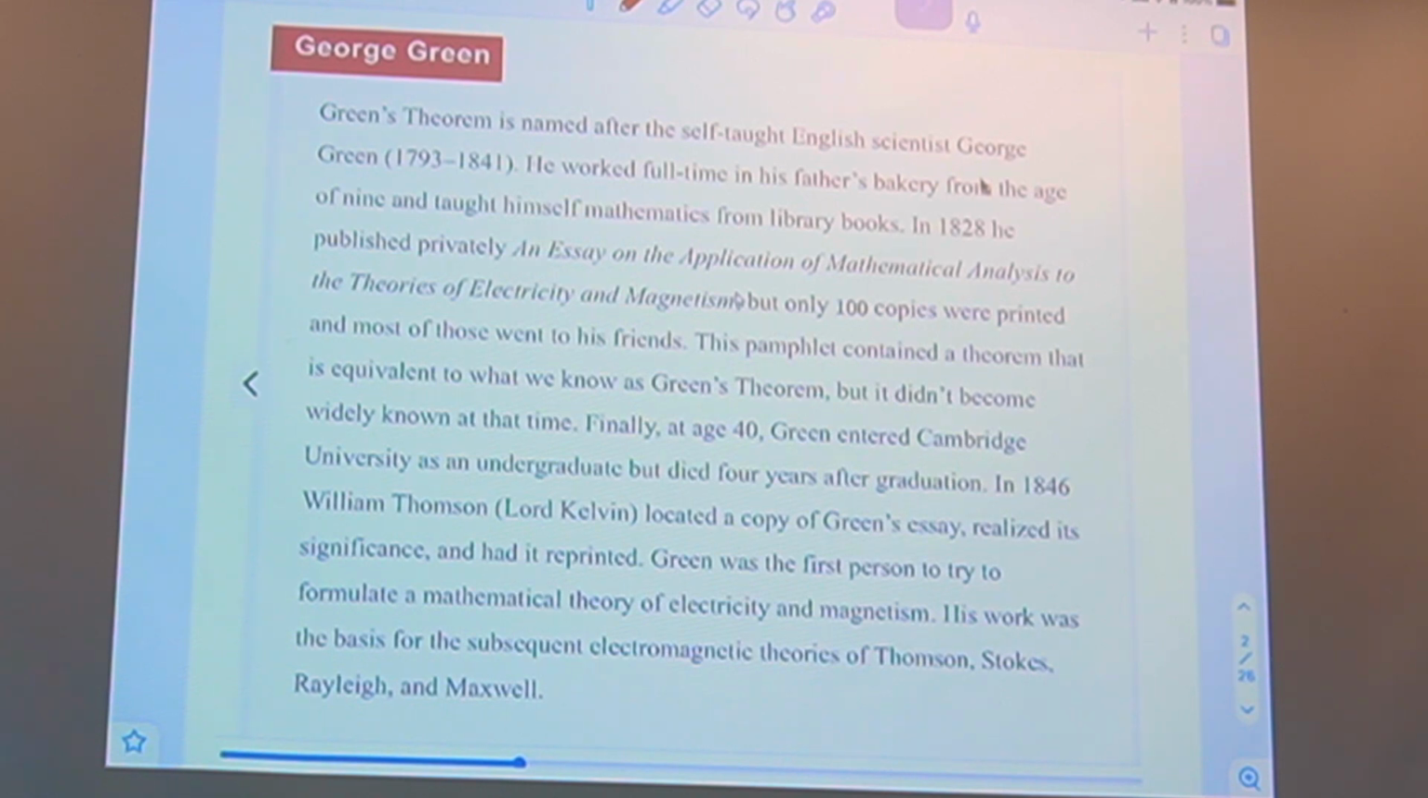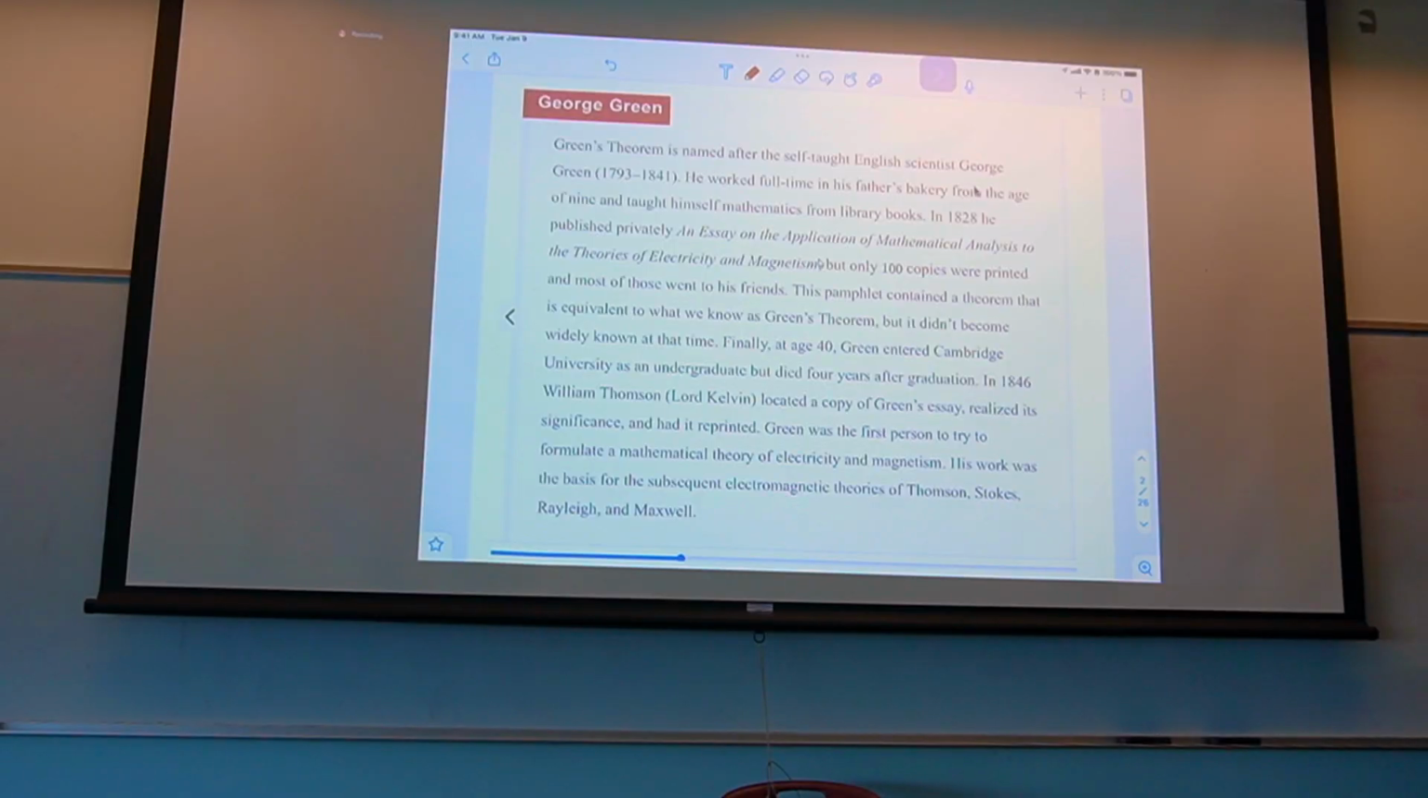George Green. Green's theorem is named after the self-taught English scientist George Green, who lived from 1793 to 1841. He worked full-time in his father's bakery from the age of 9 and taught himself mathematics from library books. In 1828, he published privately an essay on the application of mathematical analysis to the theories of electricity and magnetism. But only 100 copies were printed, and most of those went to his friends. This pamphlet contained a theorem that is equivalent to what we know today as Green's theorem, but it didn't become widely known at the time.